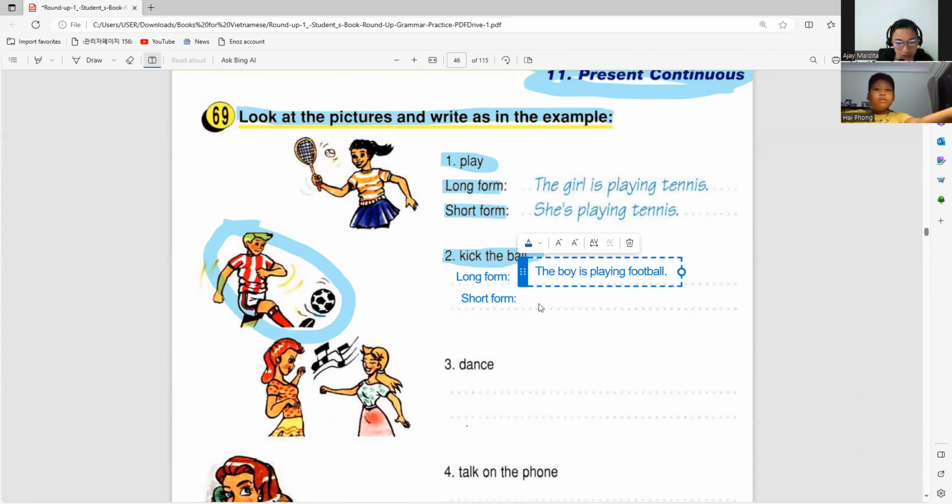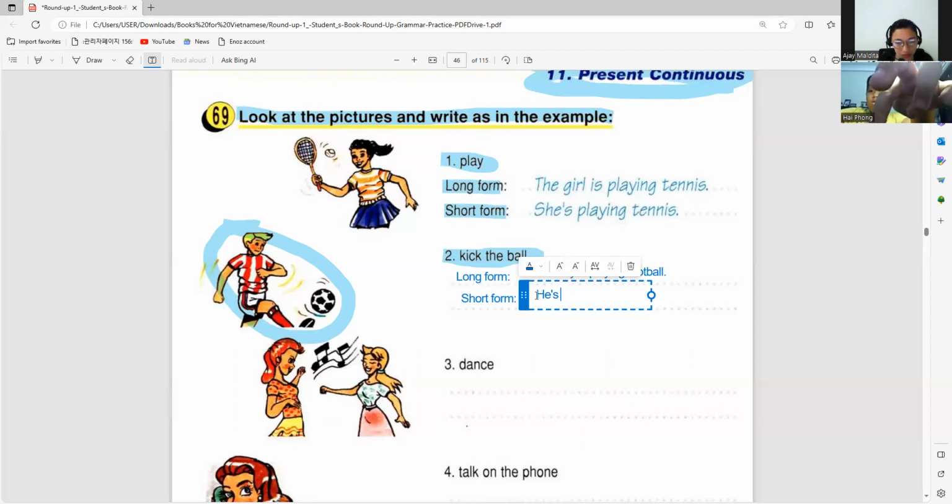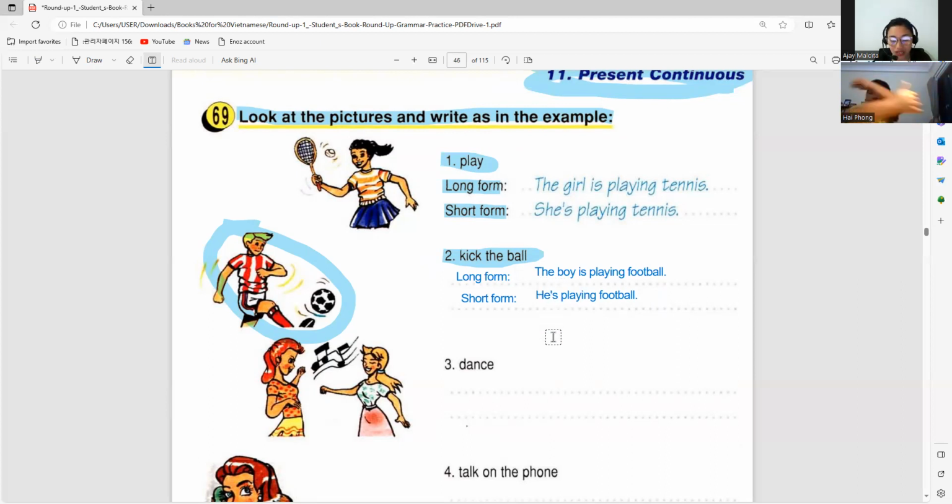Okay, so Phong, how about the short form? He is. Okay, you can send your answer. I didn't receive your message. He's playing football. Not "he play." He's playing. You won't say "he playing." He's playing football. Okay, he's playing football.